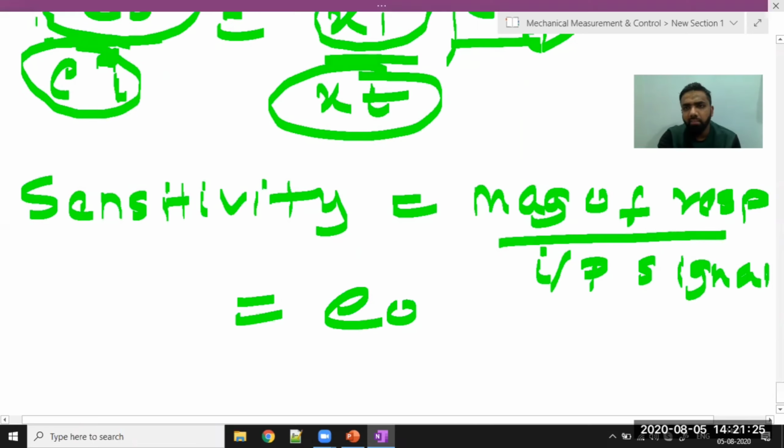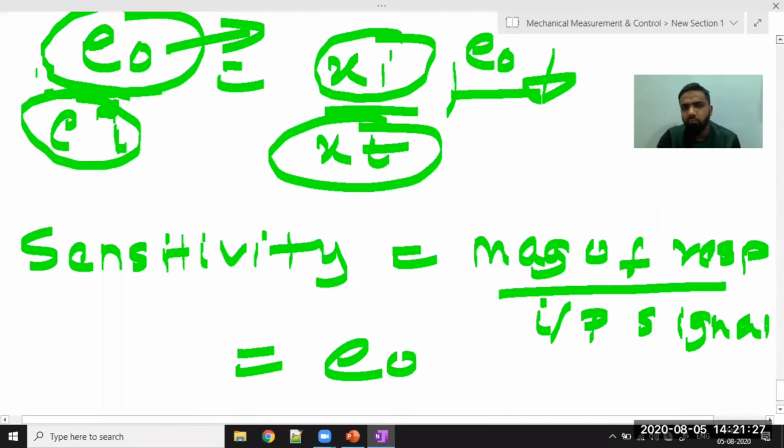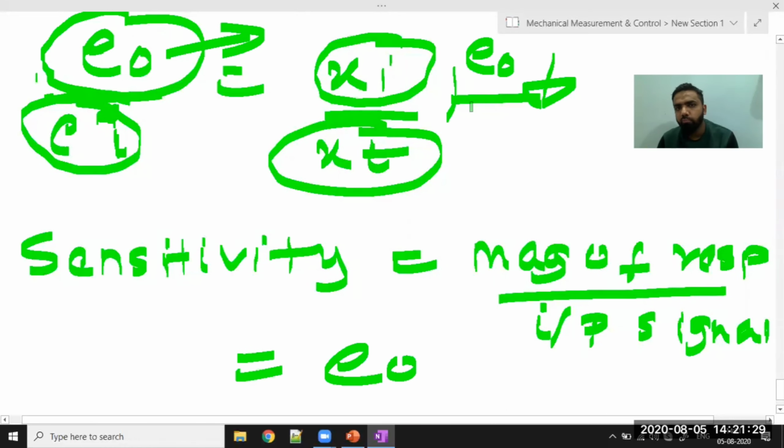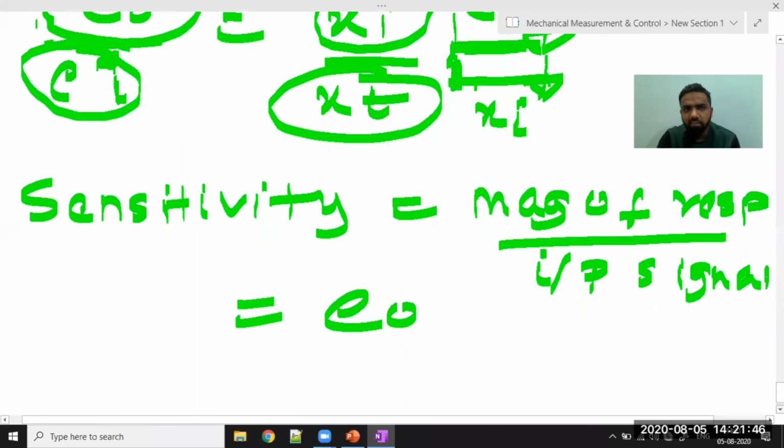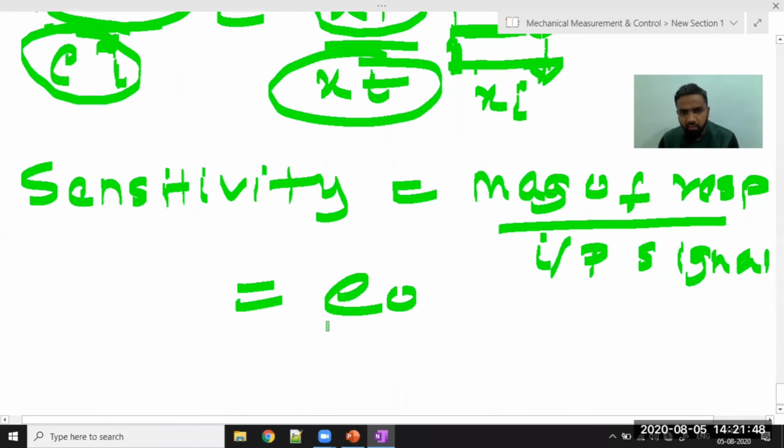And what will be my input signal? If you consider all this, what is the input signal? The movement of the wiper. The wiper is moving from this position to this position, right? So this is the motion of the wiper, which will be my input signal Xi. So I have got the sensitivity.